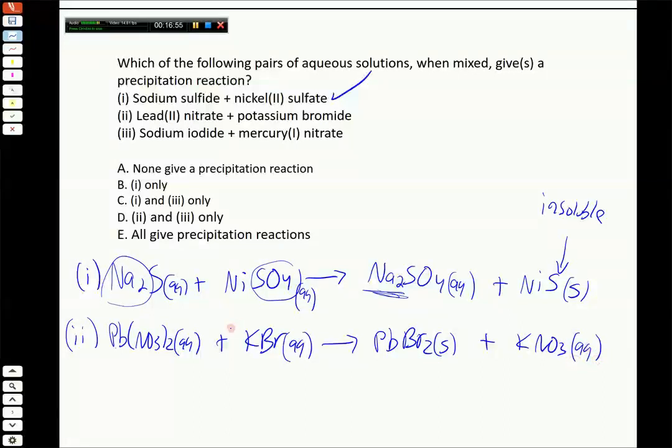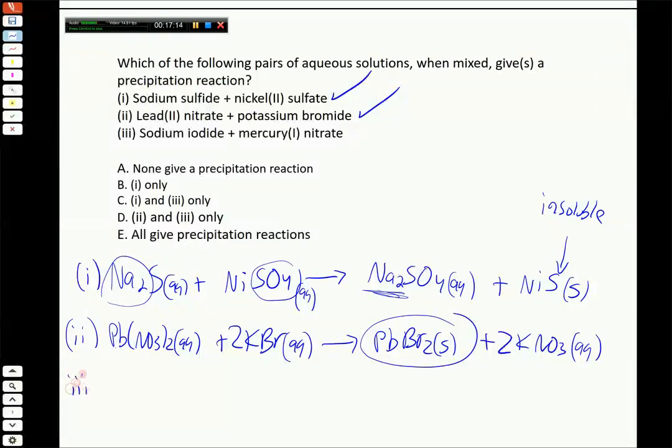It's not balanced as written, but for this problem we don't really have to worry about balancing too much, but this would be the correct way to balance it, is put a 2 there and there. But the point being that we do form one insoluble product, so this one's going to have precipitation as well. Remember, precipitation, we're looking for the formation of an insoluble compound.